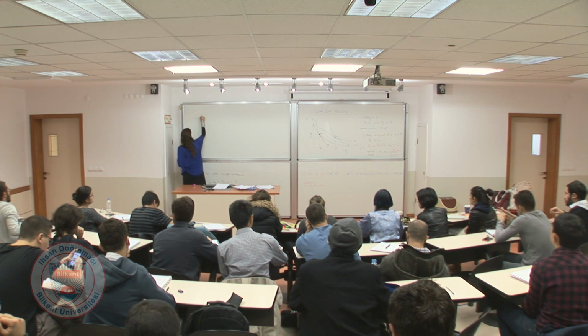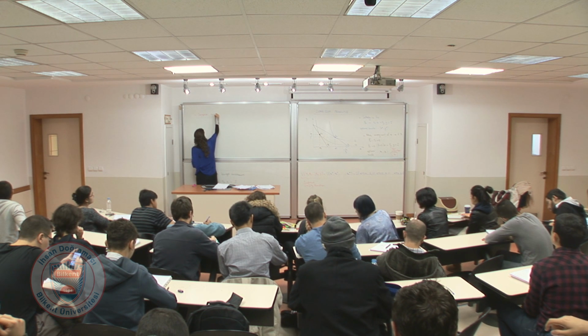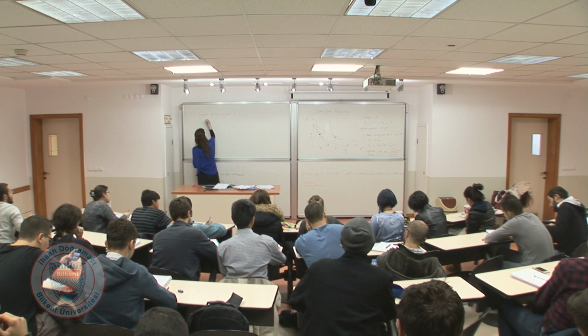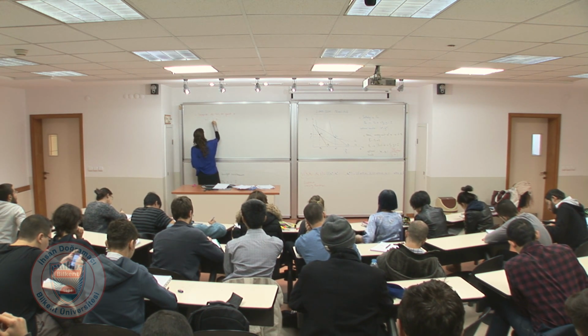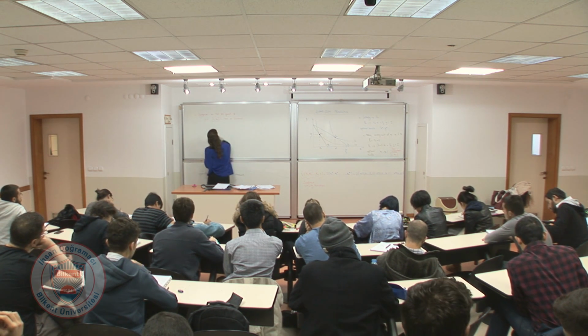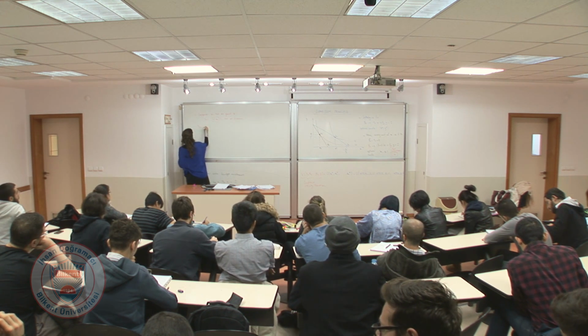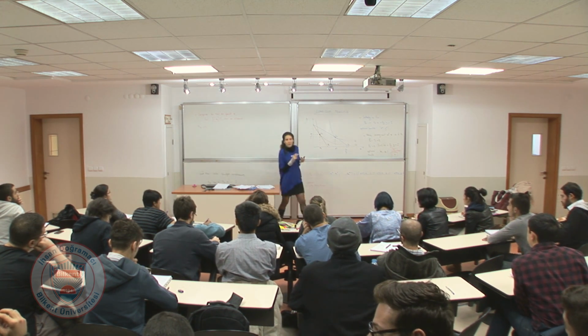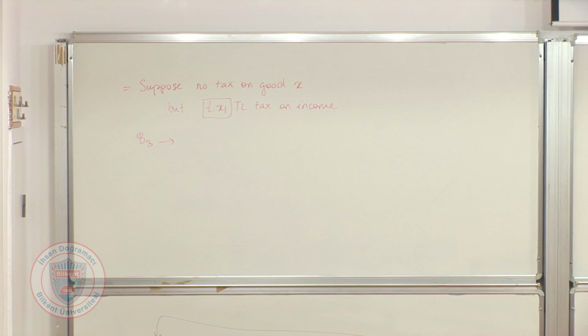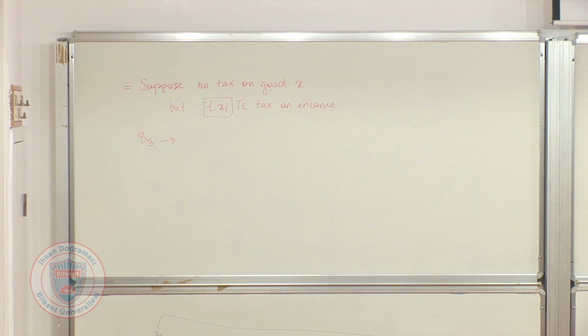So this is the third case: suppose no tax on good X, but a T times X1 TL tax on income. Tell me the budget constraint. Let's call it B3. What would be the slope of that budget constraint? The same, Px over Py, because the government said that I'm not going to put the tax on good X. I'm not going to deal with the prices. I leave the prices as they are, but I'm going to tax your income.